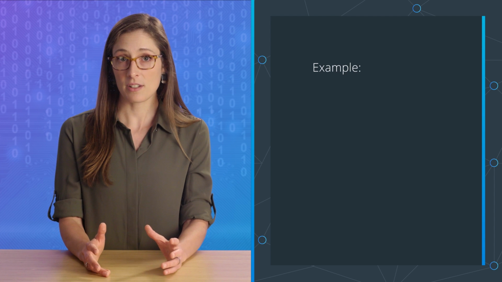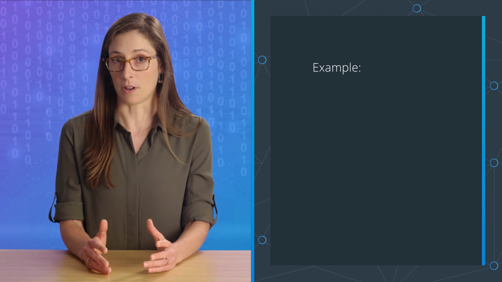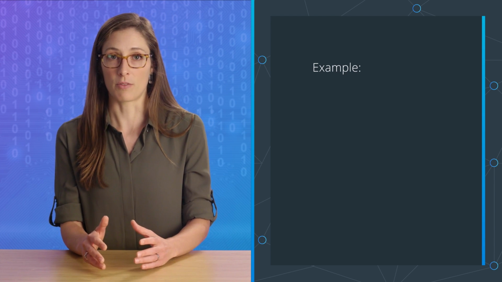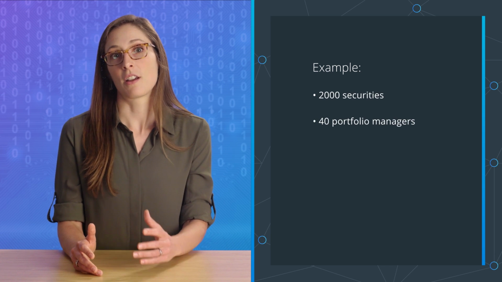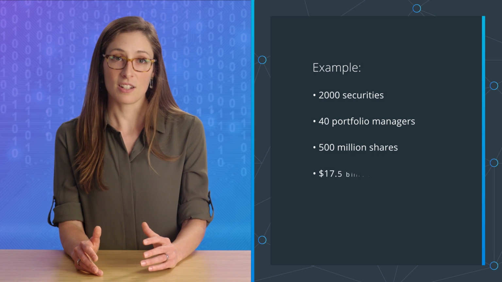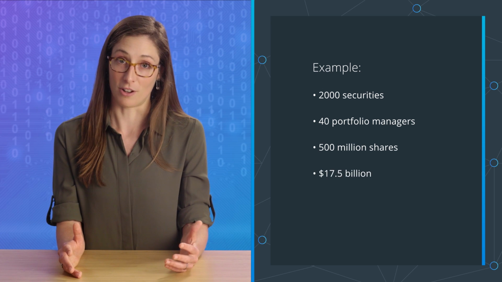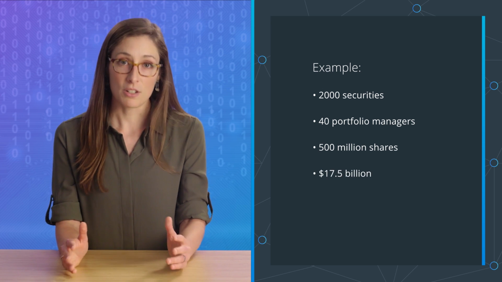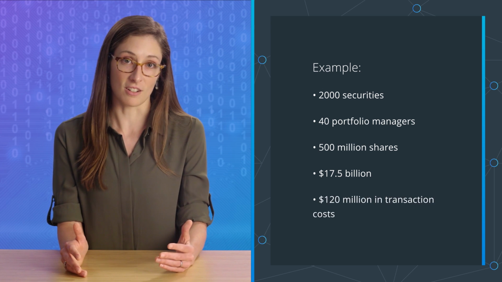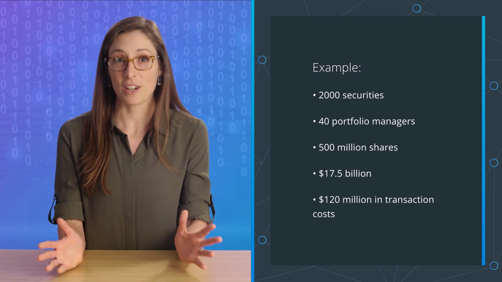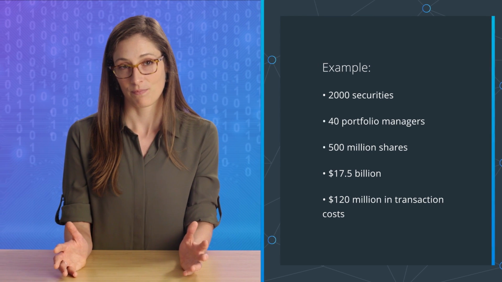In the year 2000, the Texas Permanent School Fund rebalanced its portfolio of more than 2,000 securities, 40 portfolio managers, 500 million shares, and $17.5 billion were involved. Not including administrative costs, the transactions themselves cost $120 million. Now you can see how crazy transaction costs can be.